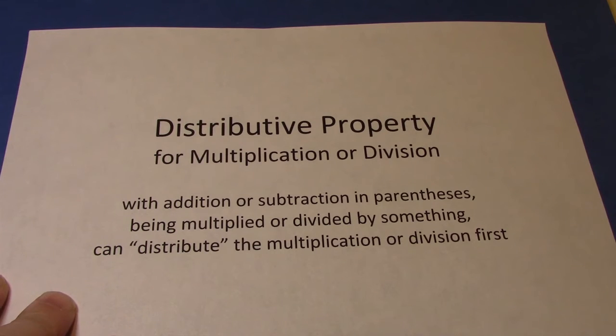The next property is the distributive property, and this works on multiplication and division. It means that when you have something in parentheses, addition or subtraction, and that in turn is being multiplied or divided by something, we can distribute the multiplication or division first before we do the addition or subtraction, even though they're in parentheses.